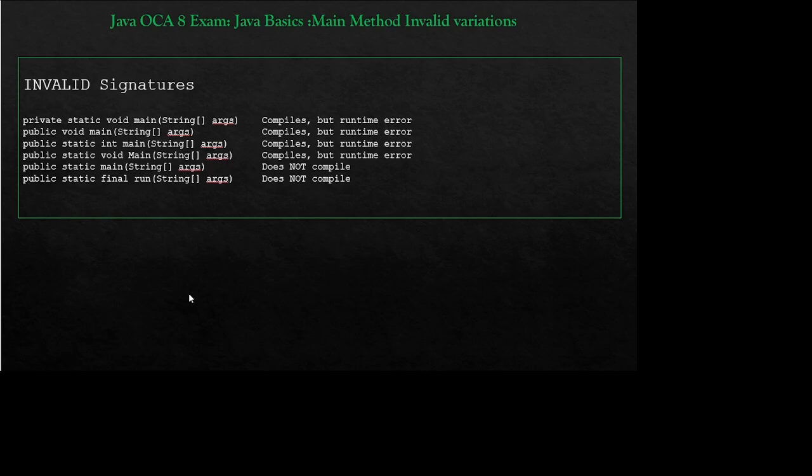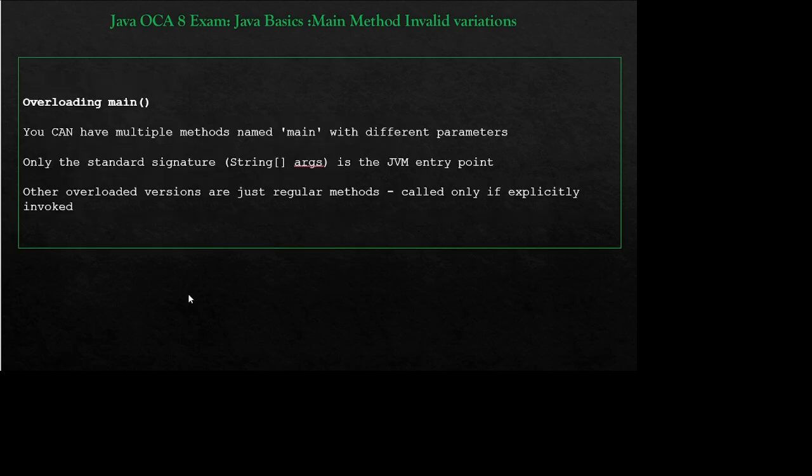Next slide. So can you overload main? Yes, you can have multiple methods named main with different parameters, but the JVM will call only the particular method that has the right signature. The other overloaded versions will compile also, but they will not be called by the JVM. They will be called from other methods if you implement that. We are going to see that later.